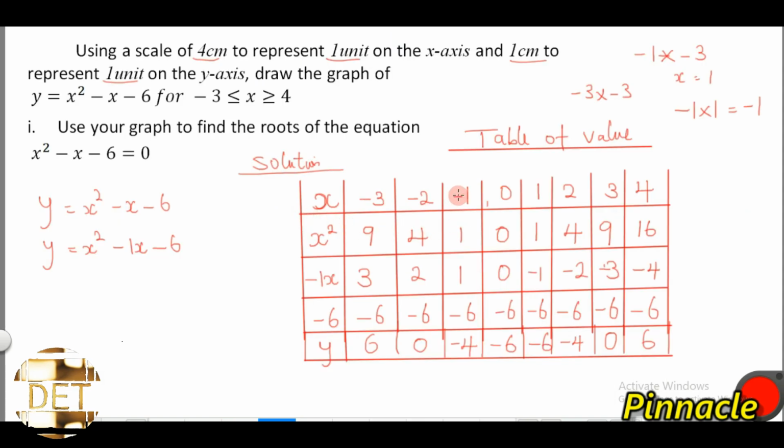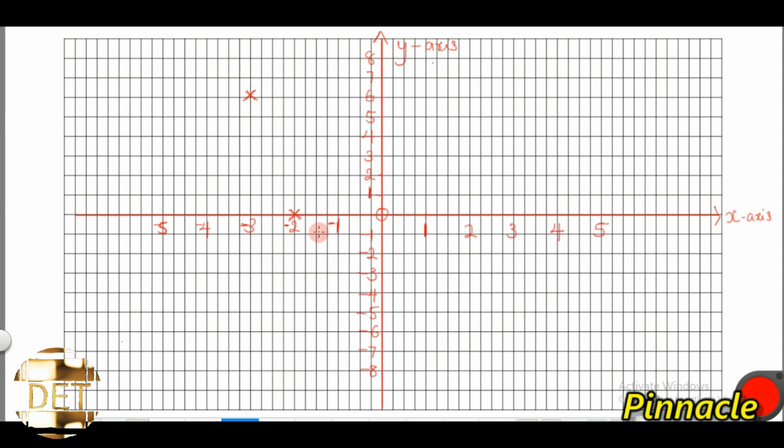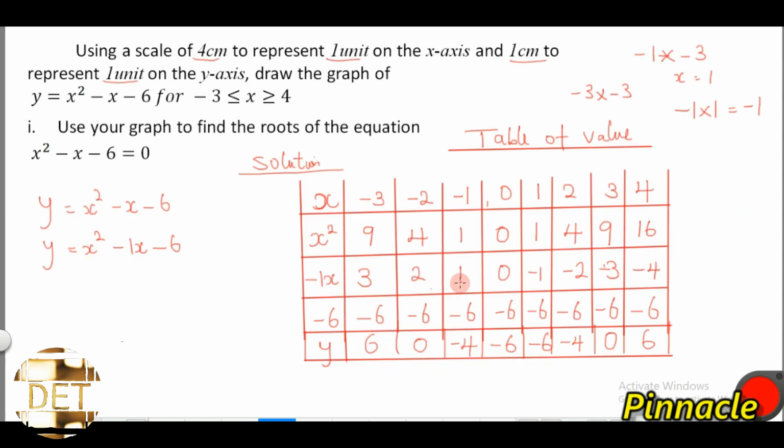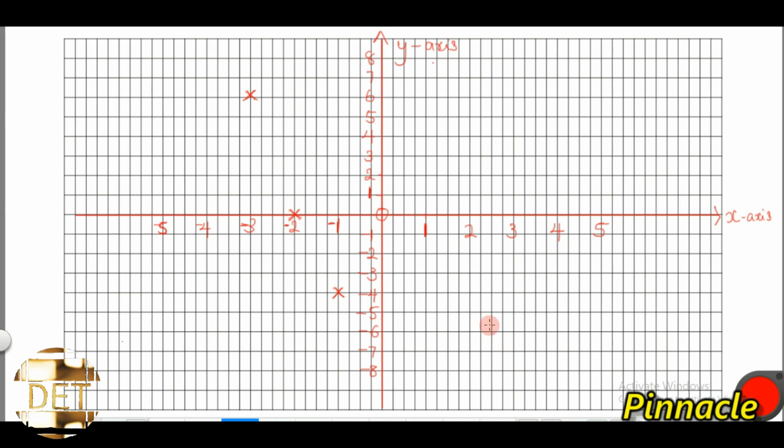Then when x is minus 1, y is what? Minus 4. When x is minus 1, y is what? Y is minus 4. So I'll trace it down to where I have minus 4, and then I'll mark that. When x is 0, y is minus 6. So this is where I have x is equal to 0. This is the 0 point on the x-axis. I'll trace it down to where I have minus 6, and then I would mark it.